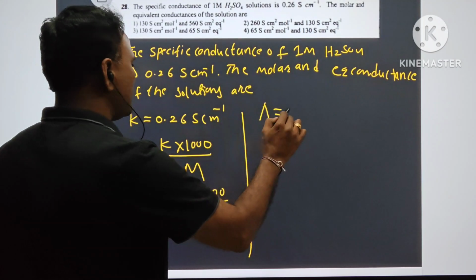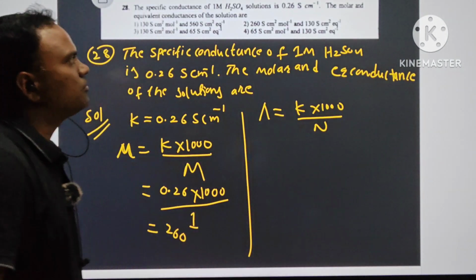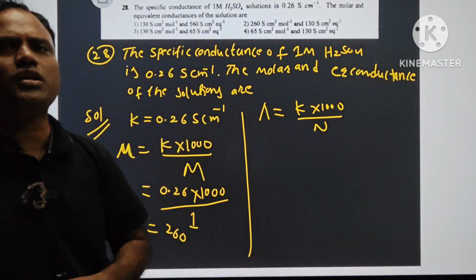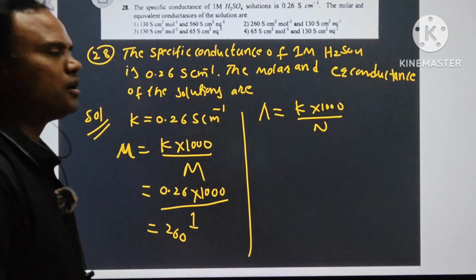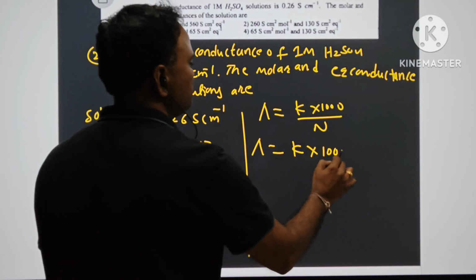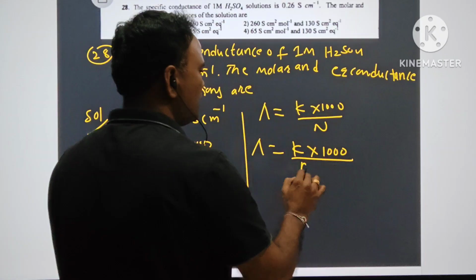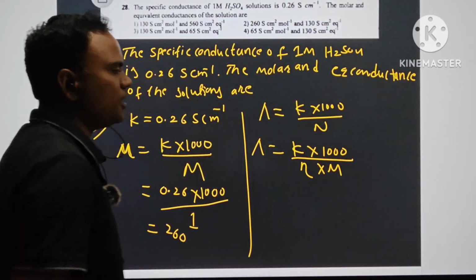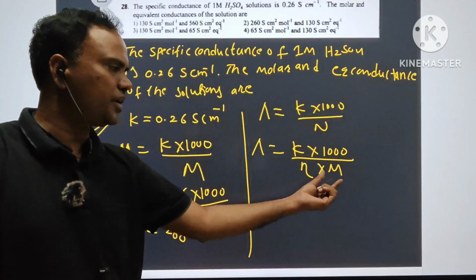Second one, equivalent conductance is equal to specific conductance into 1000 by normality. But see, normality is not given, Akshara. What is given to you? Molarity. Then how to convert normality into molarity? Normality is equal to N factor into molarity. In place of normality, you can write N factor into molarity.